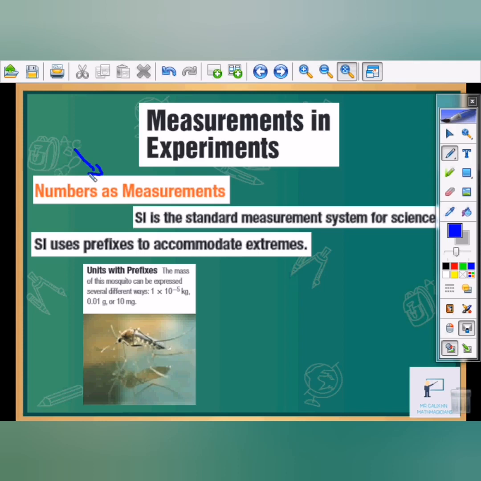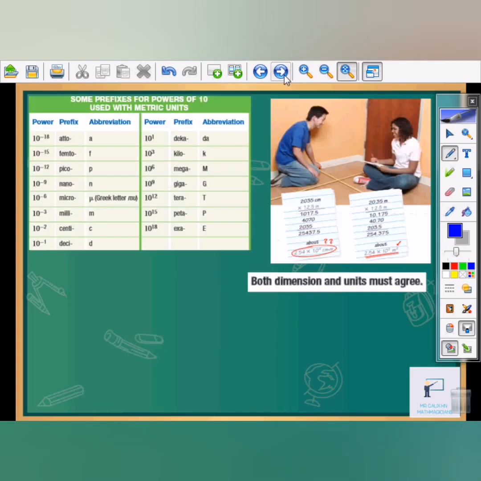In SI, there are only 7 base units, and each base unit describes a single unit, such as length, mass, and time. The base units for length, mass, and time are the meter, abbreviated with an m, the kilogram, abbreviated with kg, and the second, abbreviated with s. With this, we continue with the next part of the video.